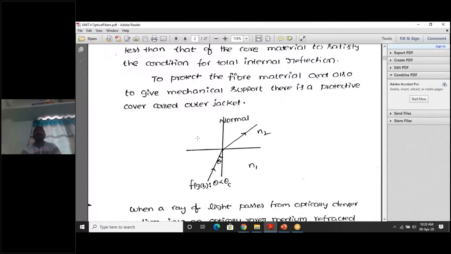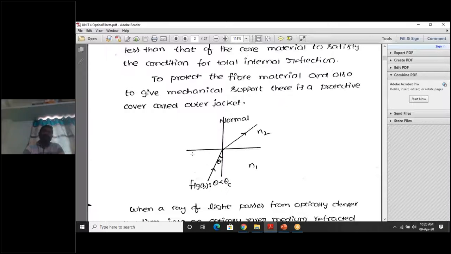For example, take glass and air. Let us assume the below medium is a glass medium whose refractive index is N1, and the above medium is an air medium. This is a rarer medium whose refractive index is less, N2. Then what is this horizontal line? This horizontal line is the boundary between the denser medium and the rarer medium. This line separates the first medium from the second medium.